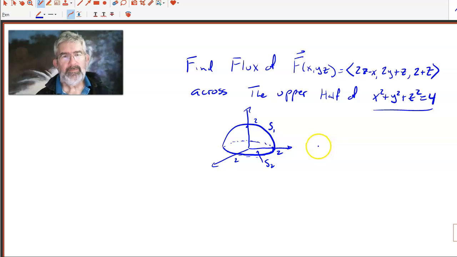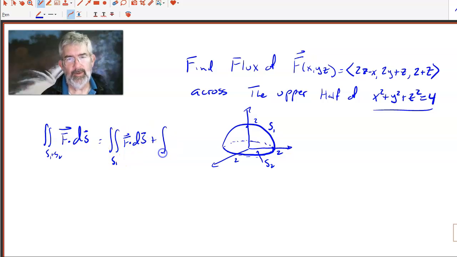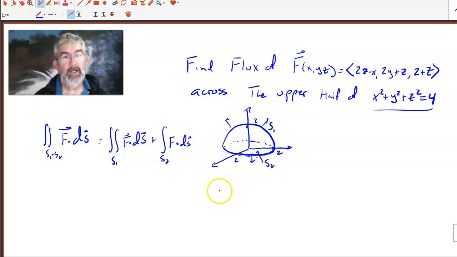Now, if I were to do the surface integral over the whole thing, S1 plus S2, of F dotted with dS, that would be the integral over S1 of F dotted with dS, so the integral over S1 plus the integral over S2. And this is with outward normals, right? That is, taking the normals always pointing outwards, and on the bottom, of course, it would have to point straight downwards.